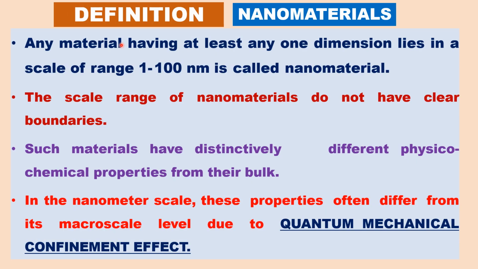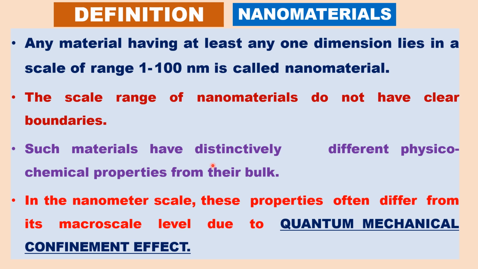So what are nanomaterials? Any material having at least any one dimension in a range of 1 to 100 nanometer is called nanomaterial. The range of nanomaterials does not have clear boundaries, because some people say 1 to 50 nanometer, some people say 1 to 120 nanometer. The scale range of nanomaterials does not have clear boundaries.